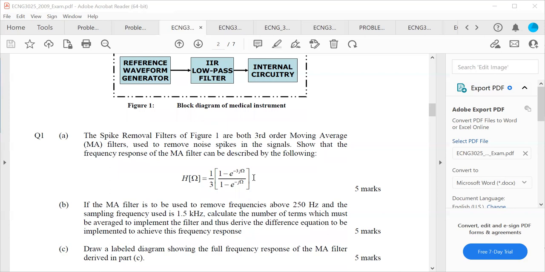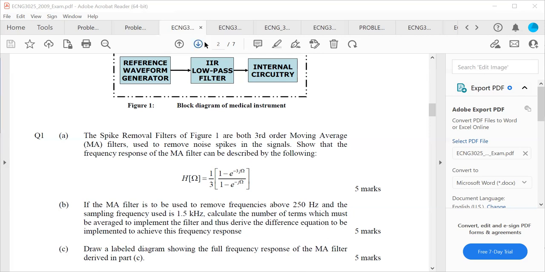So you can show that the frequency transfer function for any order moving average filter is of that form. In the case of the third order moving average filter, you start with y[n], which will be x[n] plus x[n-1] plus x[n-2] divided by 3. Then you take the Z transform, and then you substitute z equal e^jΩ, and then you do a little algebraic manipulation where you divide the answer by 1 - e^-jΩ, and you get it in this form.